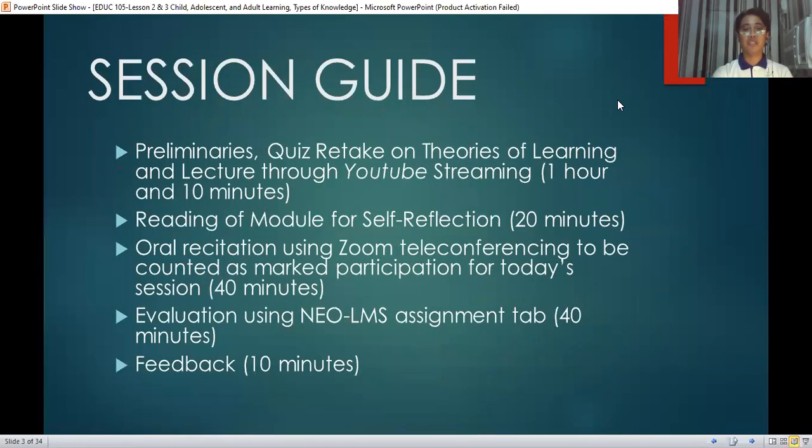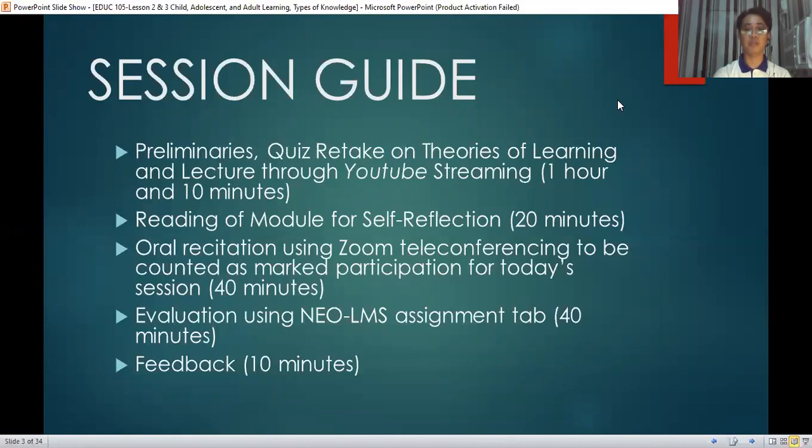And for today's session, this will be our activities. So first, we are going to have our preliminaries, and then we will have the quiz we take on the theories of learning, which we had a discussion last time, and a lecture through the YouTube streaming that will be done in 1 hour and 10 minutes, followed by the reading of module for self-reflection for 20 minutes.